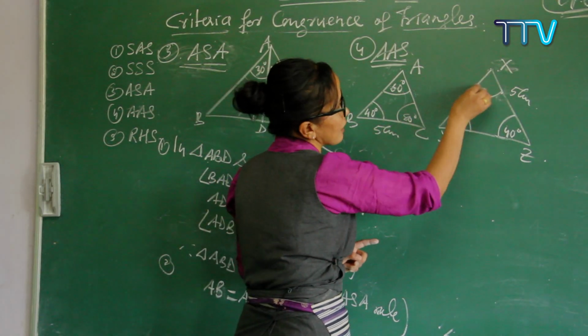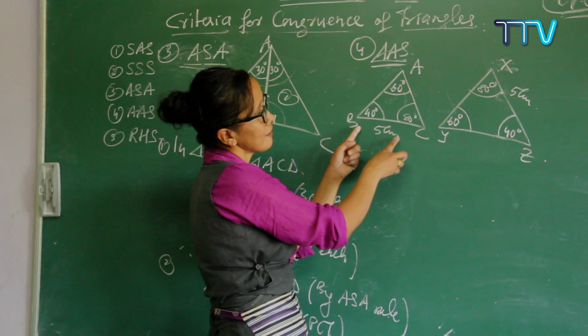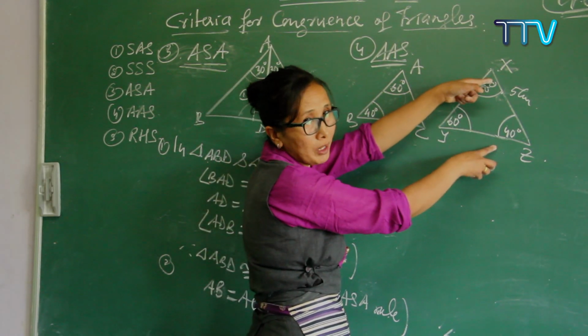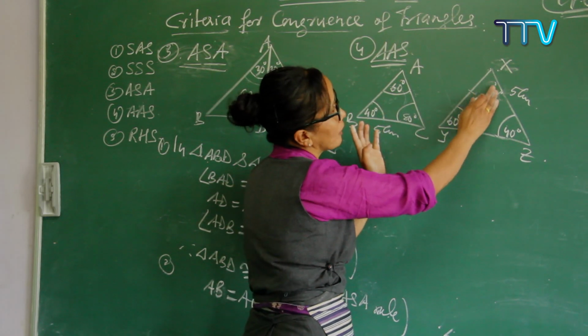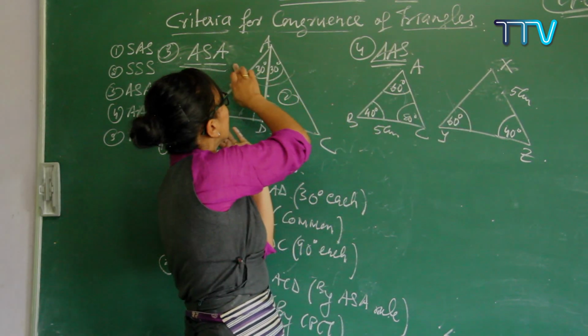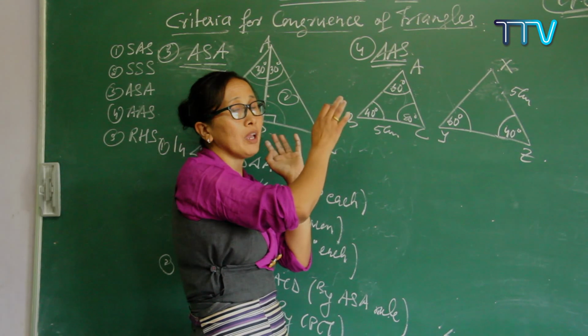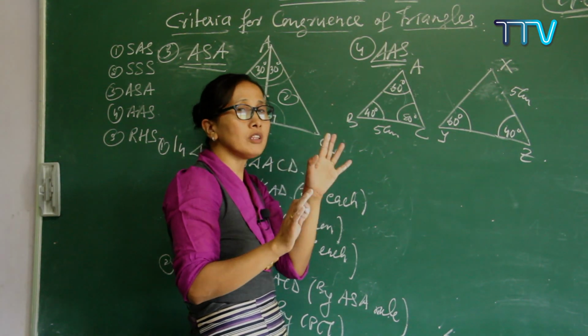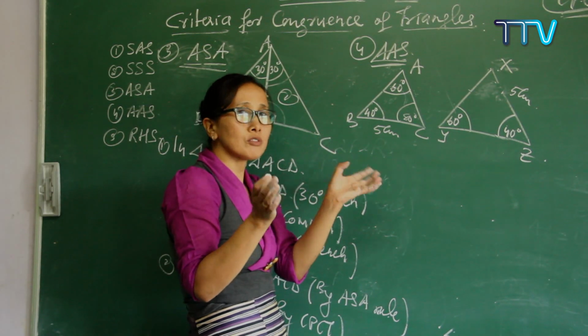And how much is left? 80 degrees. Again, this side is in between 2 equal angles, and this side is in between 2 equal angles. So you don't have to follow this order, angle side angle order. Anyway, if 2 angles and one side are equal, then all the time the 2 triangles are congruent to each other.